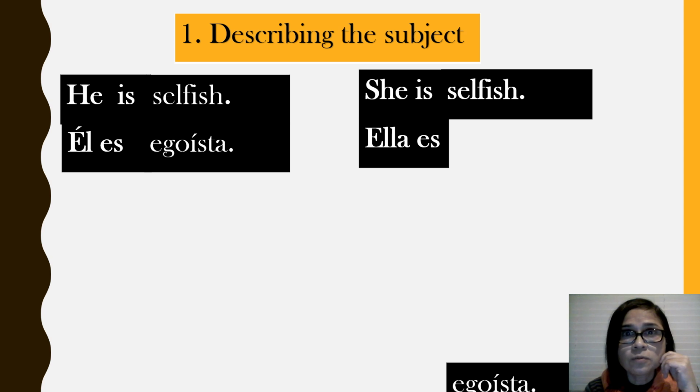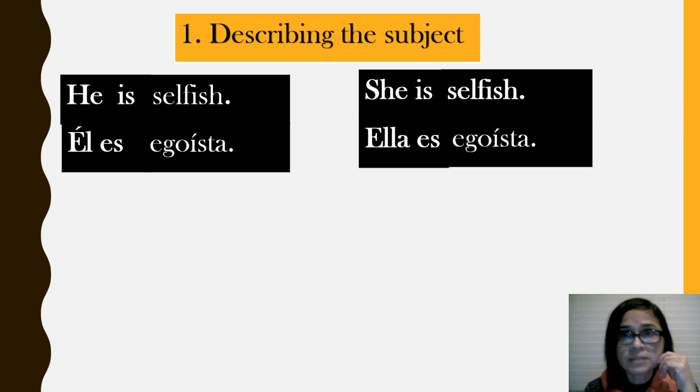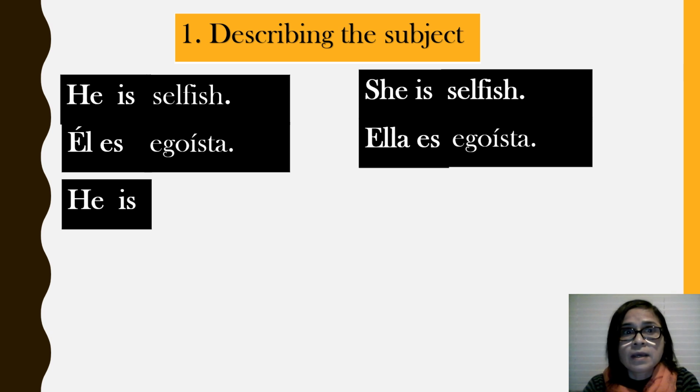So you will say ella es egoísta. So if the adjective ends in A, you don't have to change the adjective. It's going to be the same for both masculine and feminine. And it is the same.